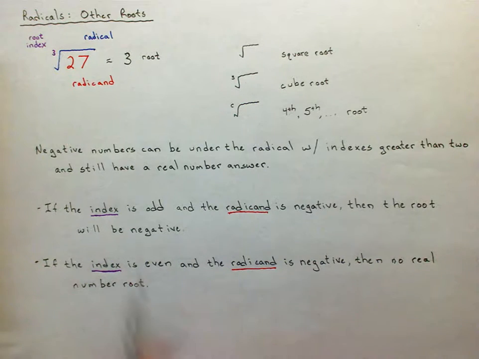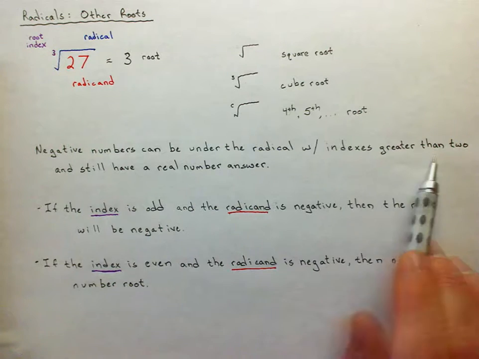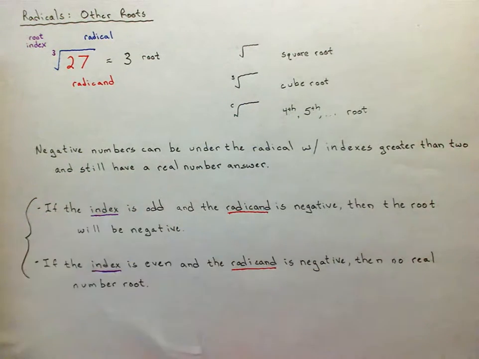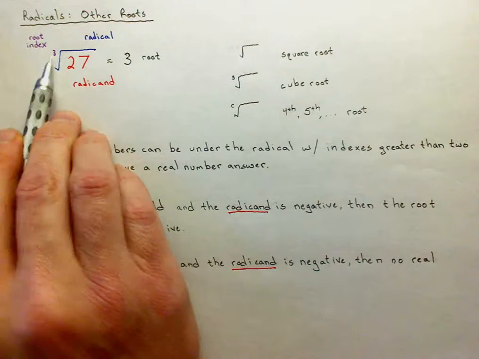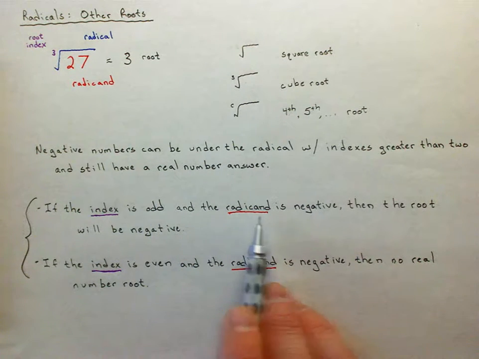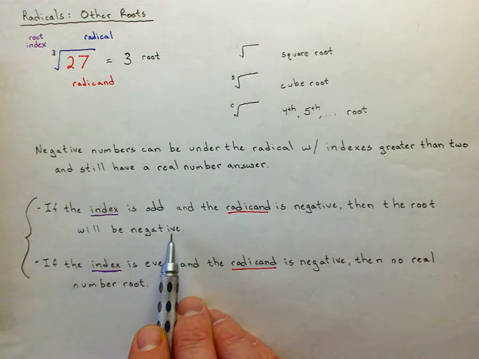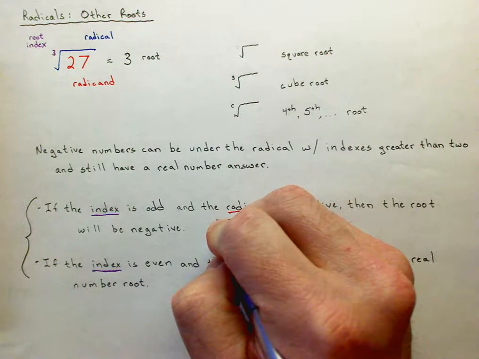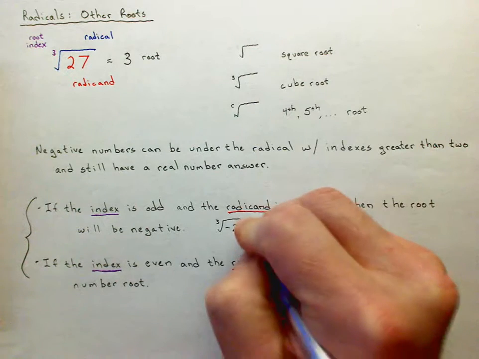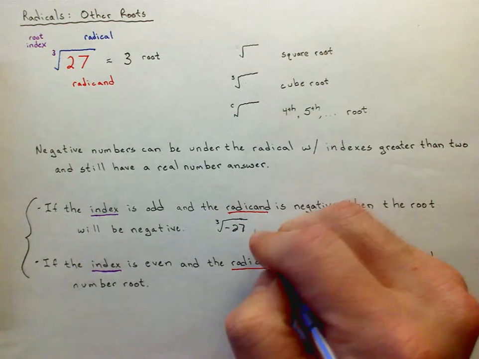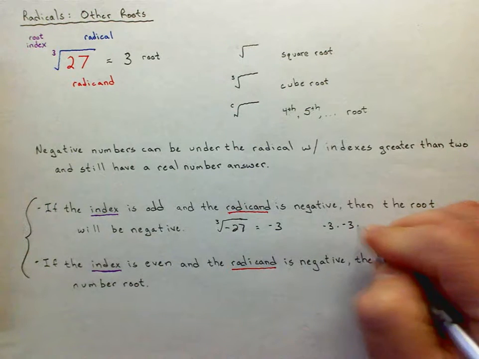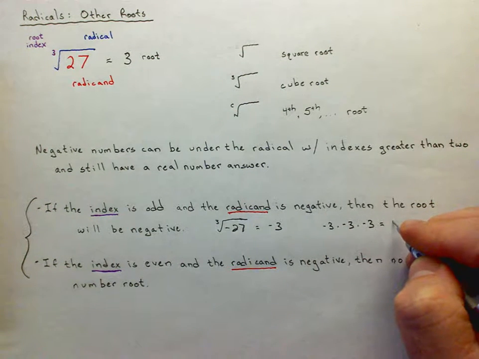With other roots, negative numbers can be under the radical with indices greater than 2 and still have a real number answer. And here's your set of rules for that. If the root index is odd and the radicand is negative, then the root will be negative. So for an odd root index and a negative under the radical, for instance using the example that we have up there, the root will be negative. This equals a negative 3. Because what I know is that a negative 3 times a negative 3 times a negative 3 equals negative 27.